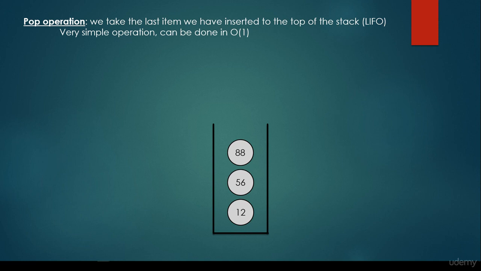What about the pop operation? We take the last item we have inserted from the top of the stack. This is the so-called LIFO structure, as I said earlier. So the last item we have inserted will be the first item we take out. It's a very simple operation. It can be done also in constant, so order 1 time complexity. So if we call stack.pop, it's going to pop the last item we have inserted. We inserted the 88, so that's why it's going to be popped out of the stack. Okay, what if we call the pop method again? Then it's going to pop out the next item, which is the 56.